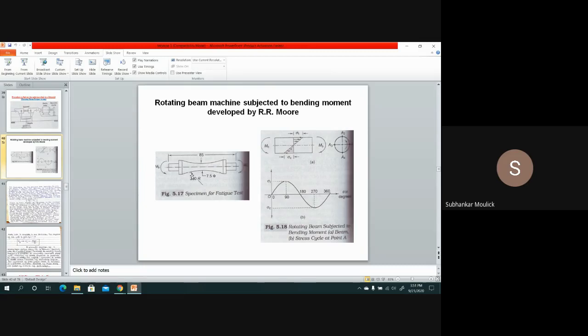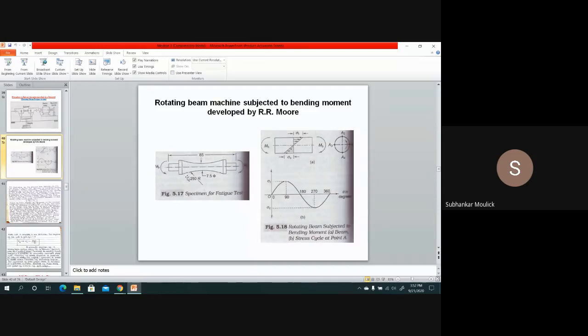But in industry, it is not necessary that every time the length of the specimen will be 85 mm. It may be possible that in industry, the length of the specimen can be 100 mm, can be 200 mm, can be 250 mm. Yes or no? Yes, sir. So this experimental method is only possible when the length of the specimen is 85 mm, dia of the specimen is 7.5 mm, and fillet radius of the specimen is 250 mm.